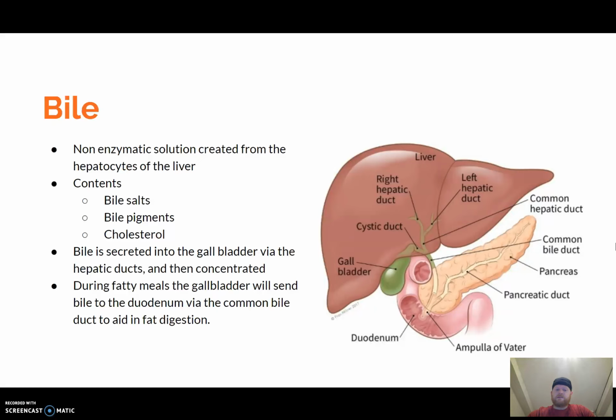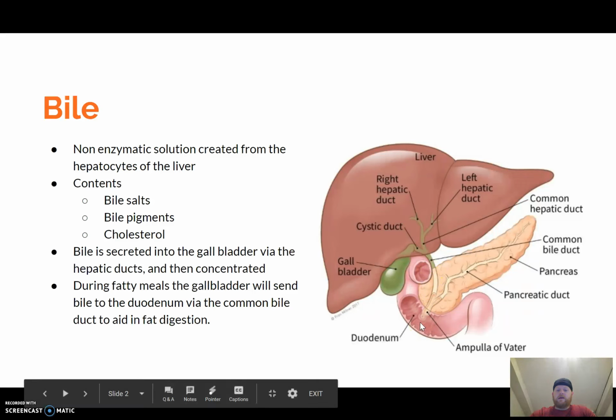This is usually secreted into the gallbladder via the hepatic ducts, then into the cystic duct. It sits there as a reservoir and is concentrated until needed. So when you start eating meals that are high in fats, the gallbladder will send the bile down the common bile duct into the duodenum, and there it will aid in fat digestion.